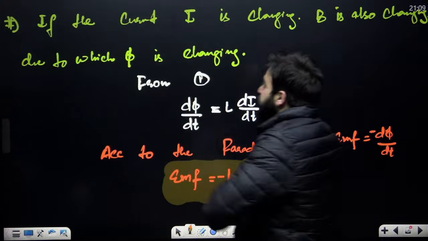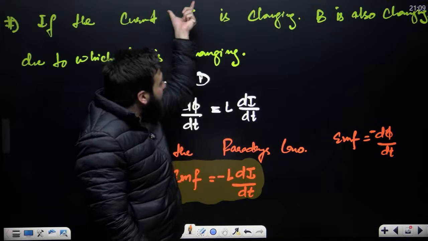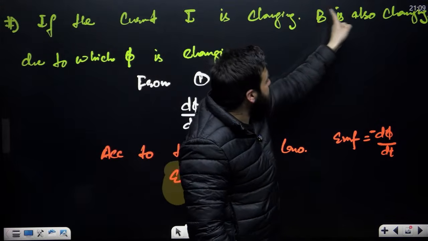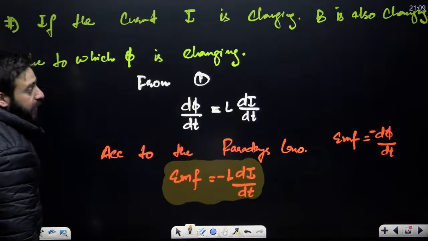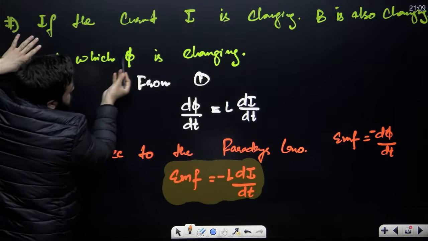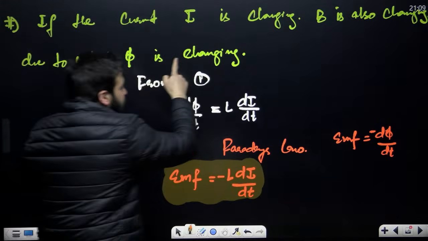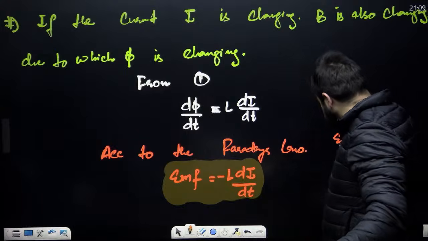So if current I in the coil is changing, we say the magnetic field is also changing, due to which flux is changing. And whenever flux changes, listen to me very carefully.